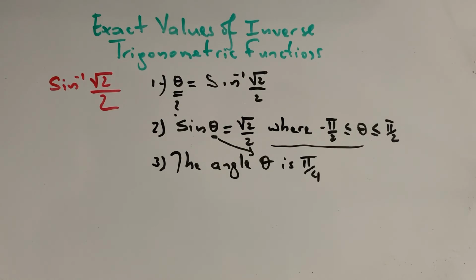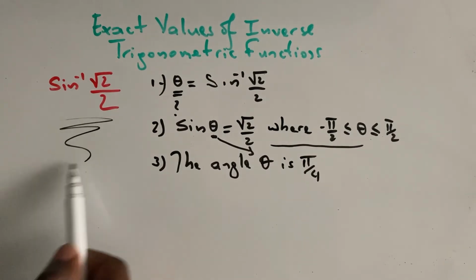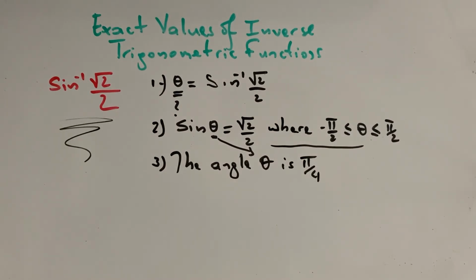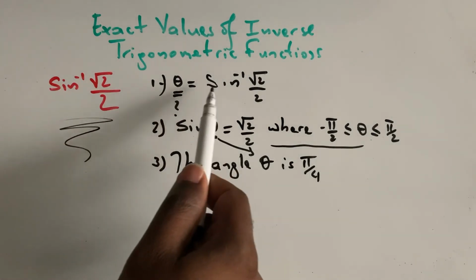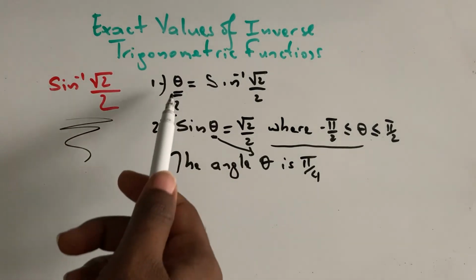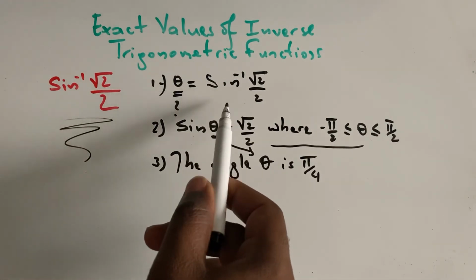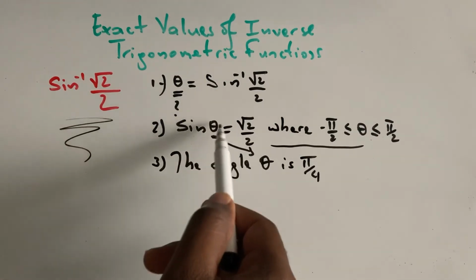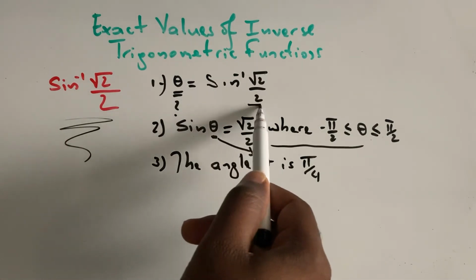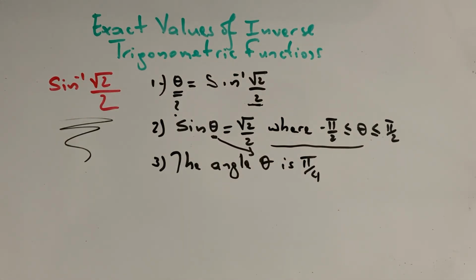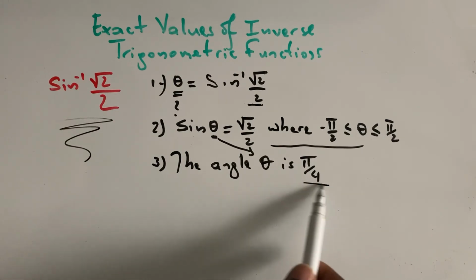So again, to get exact values of inverse trigonometric functions, you need to make sure you understand that this is not a reciprocal. You treat it as an actual angle, because that's what it is. You call it theta. Then you make sure you get the angle theta whose sine would give you the actual value you have there, the square root of 2 over 2. With that, you just work backward to the table and pick the angle, which is pi over 4.